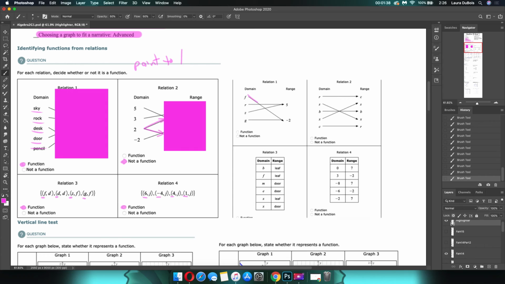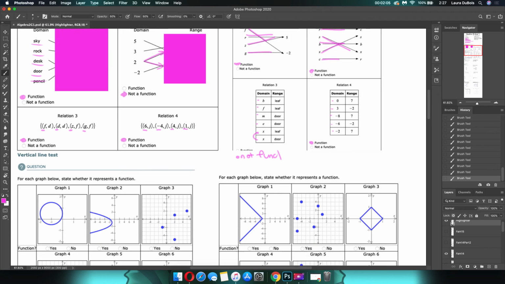So again, points to 1, points to 1, points to 1, pass. That's what you're looking for. Does it repeat? Does it repeat? Does it repeat? Yes, it repeats. That's a fail, so it's not a function. Over here, does it repeat? No. Pass. It is most definitely a function. That's what you're going to be looking for.